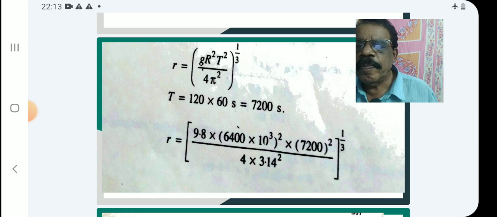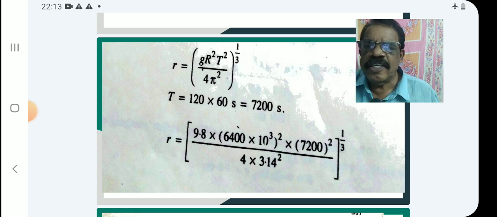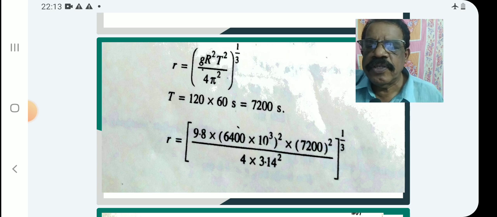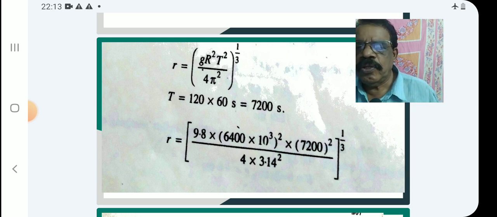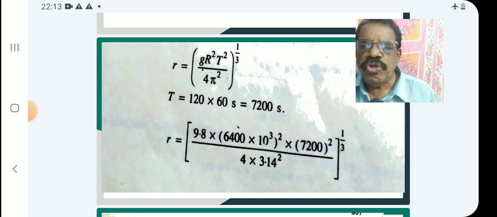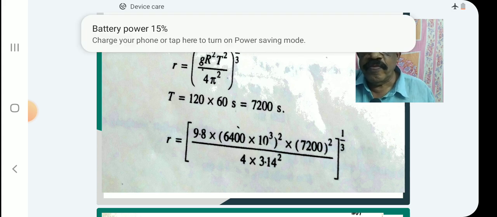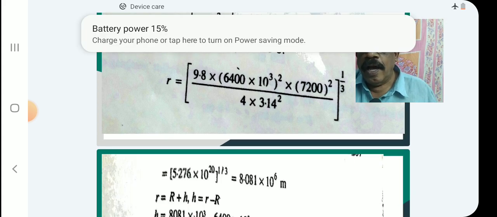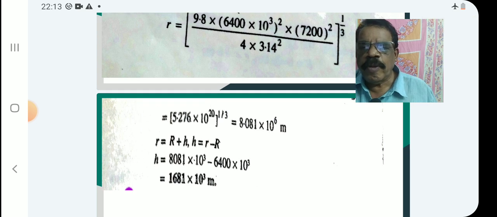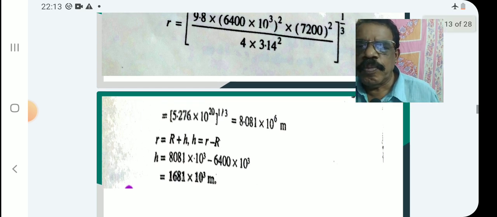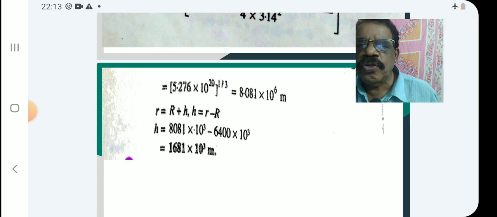The time period is 120 minutes, that we convert into seconds, that is 7200 seconds. So when we put those values, we get r is (9.8 into (6,400 into 10³)² into 7200² by 4 into 3.14²) the whole raised to 1 by 3. Simplify using a calculator, we get the answer as r, the total height from the center of the Earth, equal to 8.081 into 10⁶ meter.